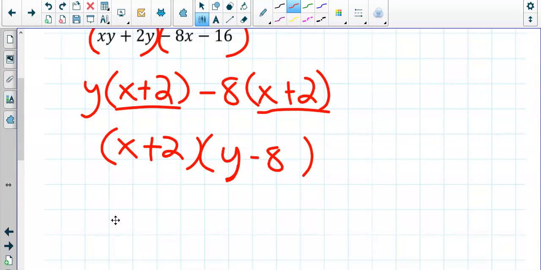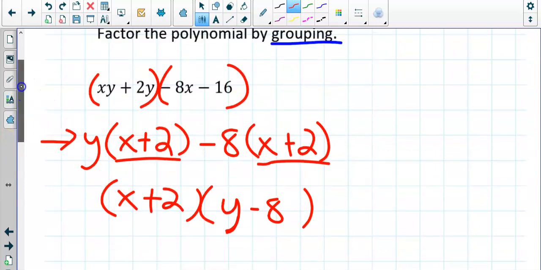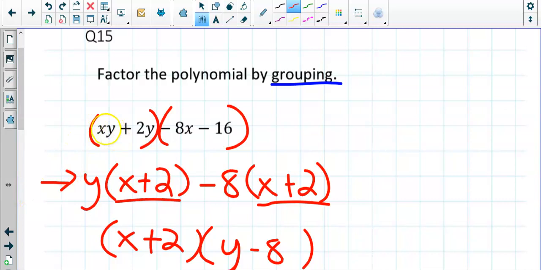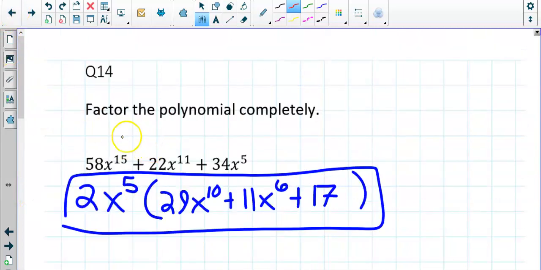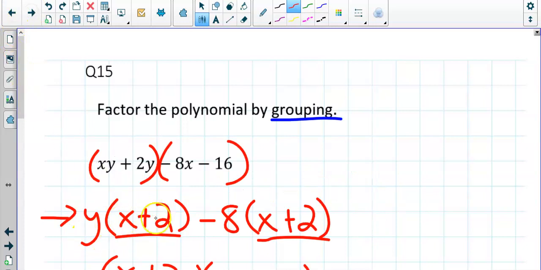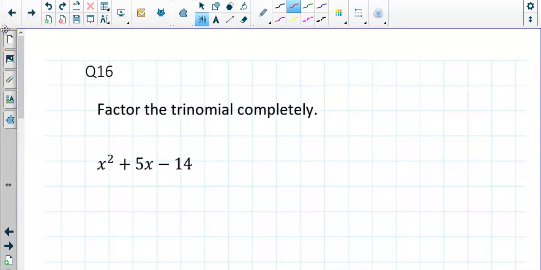Yes. Last answer. Left it as this guy right here? Yes, because that's not completely factored. All these directions will say, well, usually it says completely factor. So this guy is not done yet. All right. Now you're factoring trinomials. That's what the next two problems are. Factor the trinomial. Factor the trinomial.